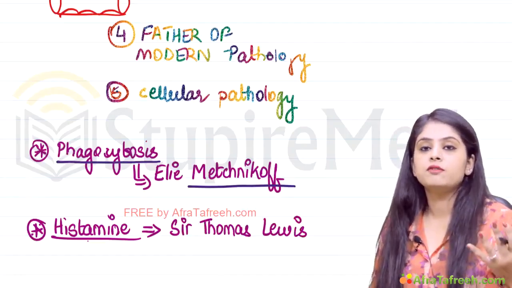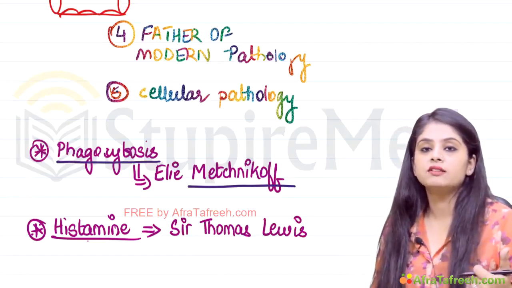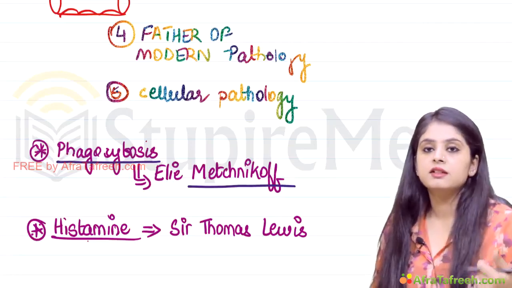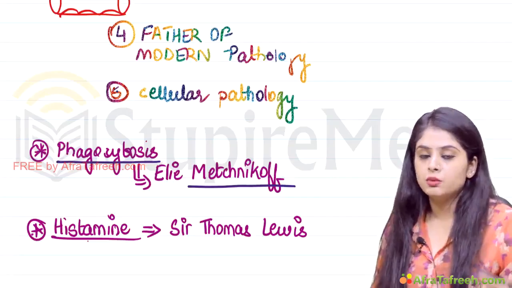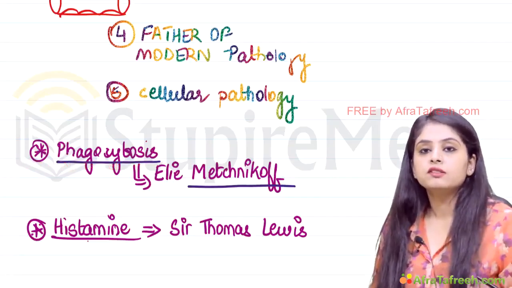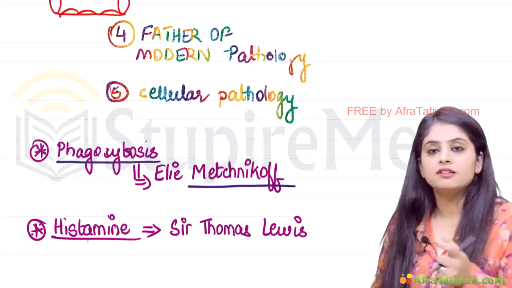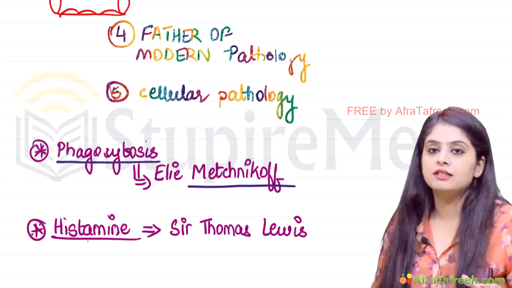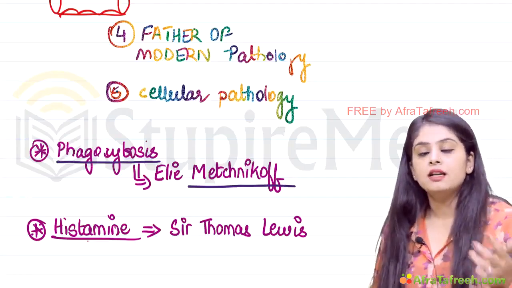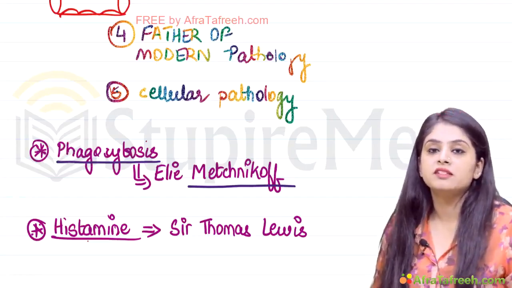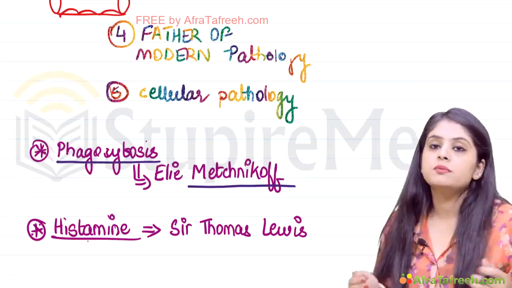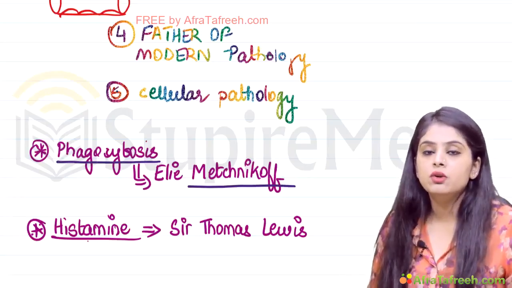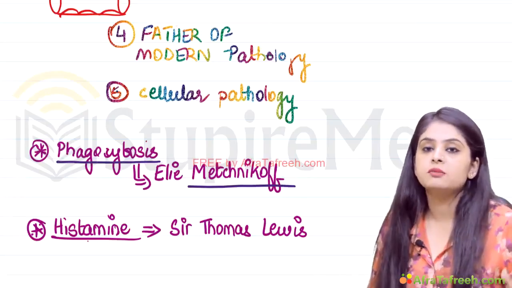So students, we've done four scientists. The first four cardinal signs by Celsus. The fifth cardinal sign and father of modern pathology, Virchow. Phagocytosis by Metchnikoff, as long as the name phagocytosis is the name Metchnikoff. And lastly, histamine has been given by Sir Thomas Lewis. So these were all the basic concepts of inflammation that you need to know before we move on to the next topic.